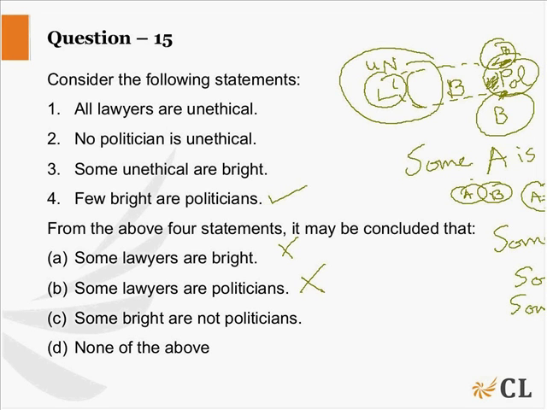But some unethical is not politician. My dear friend, what does the premise say? No politician is unethical. When the premise says no politician is unethical, so unethical will come here, politician will come here. These are two different sets.